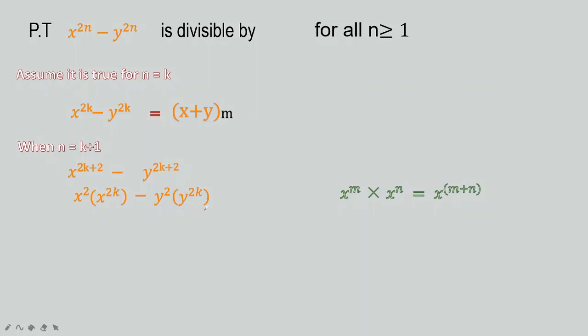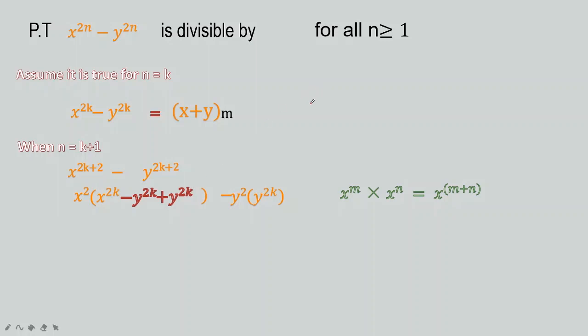Okay, now I'm going to create some space here, and I'm going to add and subtract the same term, minus y to the power 2k plus y to the power 2k. I'm going to subtract y to the power 2k from this term, and I'm also going to add y to the power 2k. It will not make a difference.